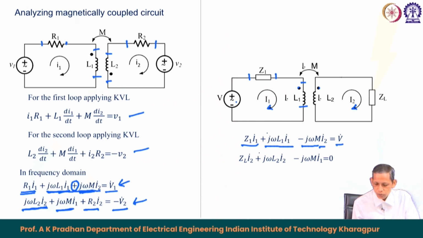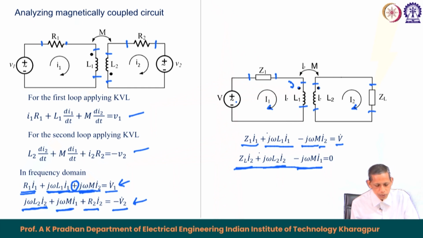For the second loop we see here for the Z L element, the Z L element has a drop of Z L I 2 and then the second element in the second loop has a j omega L 2 I 2 self and the mutual part happens to be j omega M I 1. Here the corresponding M term happens to be negative because I 2 is leaving and I 1 is entering here. So, the corresponding second equation for the second loop becomes Z L I 2 plus j omega L 2 I 2 minus j omega M I 1 equals 0.